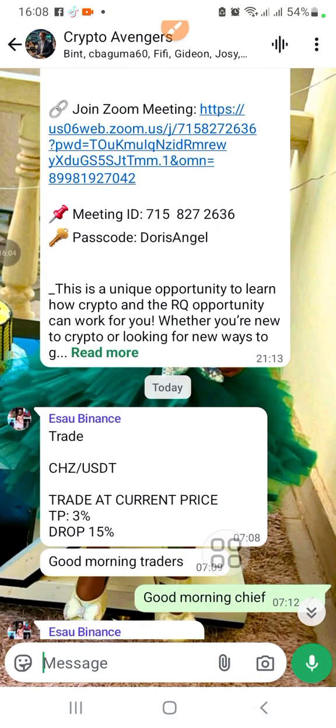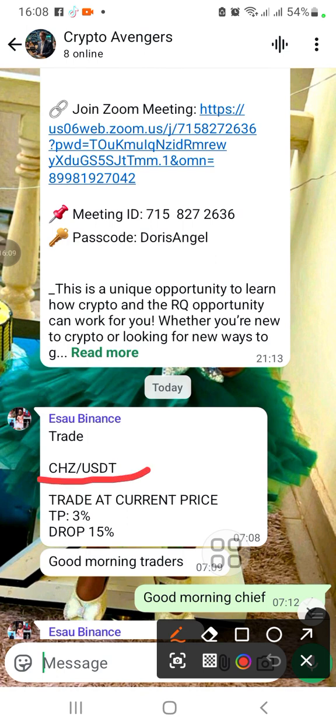The signal is saying to trade this coin, CHZ/USDT, which simply means that for you to buy CHZ coin, you need to have USDT. That is why it is paired like that. So they've told you to buy at current price. We are going to buy at current price. And they've told you TP is the profit you should take from that trade, which is 3%.